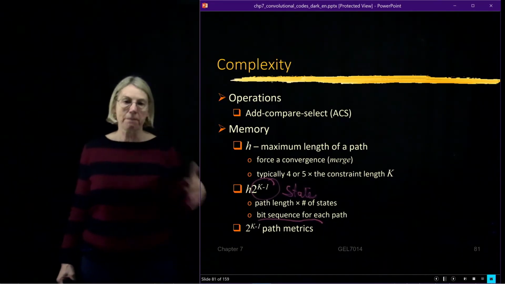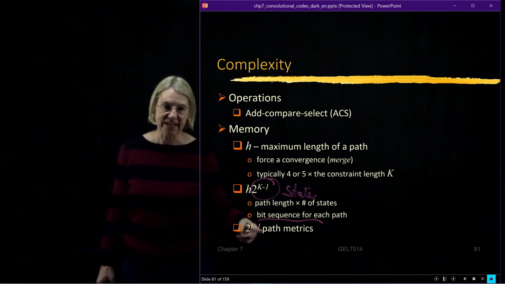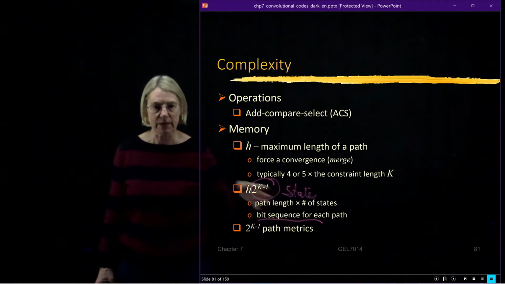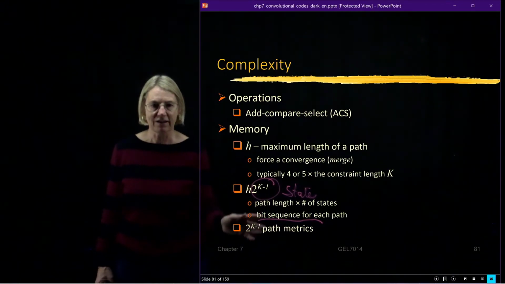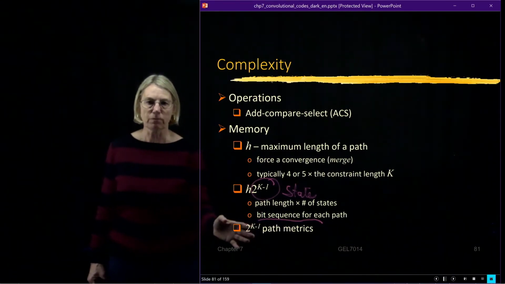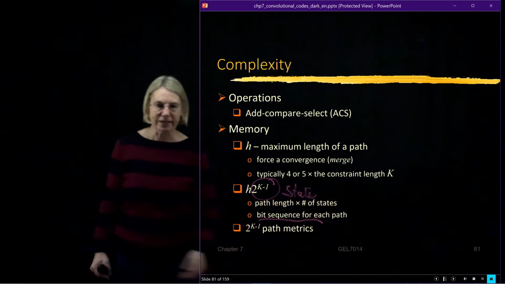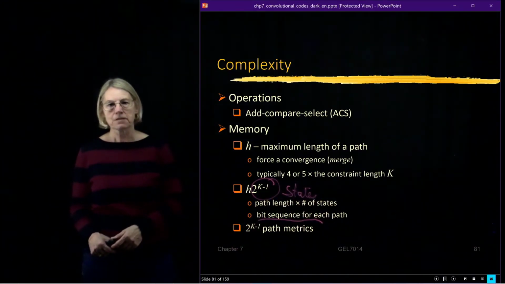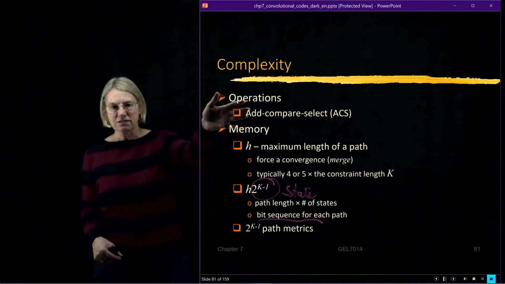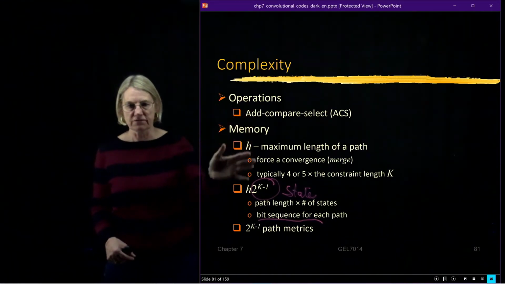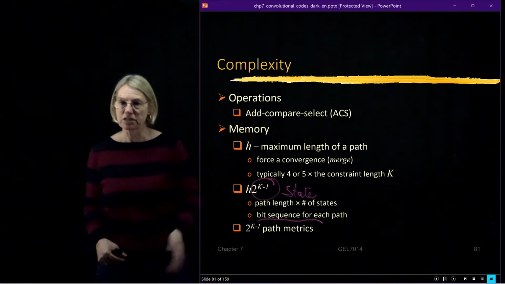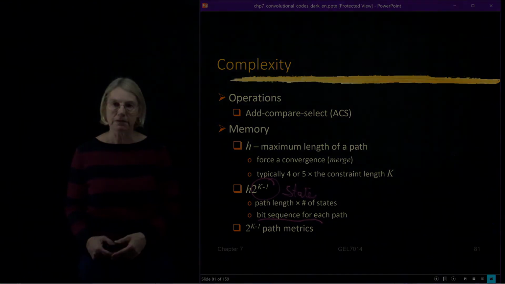Now, in addition to the paths themselves, for each one of the states, I also need to keep the path metric. So maybe this is binary memory, and this is going to be several bits, to allow me to accumulate the path metric. So, operations, what is the complexity for the Viterbi algorithm, and memory? How much memory do I need to keep?